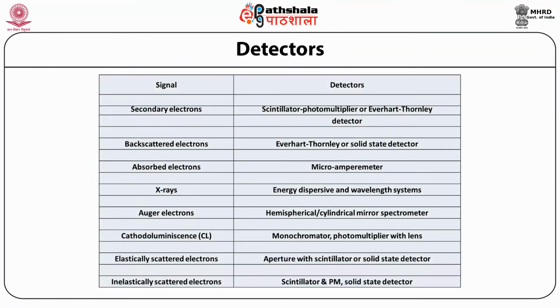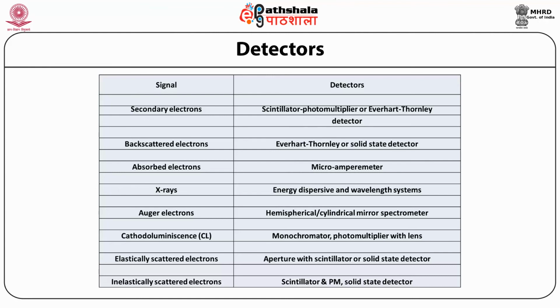Now, let us see the classification of the detectors according to the signal they sense. For secondary electrons, the scintillator photomultiplier or Everhart-Thornley detectors are used. For backscattered electrons, Everhart-Thornley or solid-state detectors are used. For absorbed electrons, the detector used is a microampere meter. For X-rays, the energy dispersive and wavelength dispersive system detectors are used.